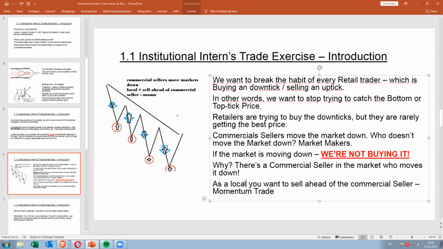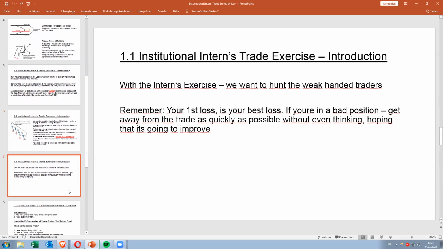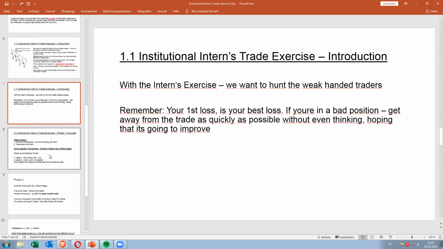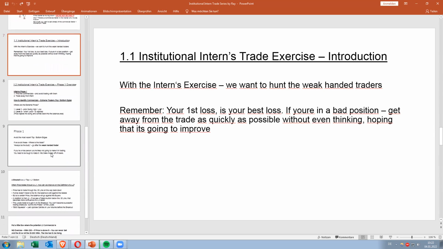So we want to trade momentum. And this is something maybe just to remind you, with the exercise, we want to hunt the weak-handed traders. Remember, your first loss is your best loss. If you're in a bad position, get away from the trade as quickly as possible without even thinking or hoping that it's going to improve. I bet you were 100 times already in this situation. You had a bad position, even myself, and just thought, okay, maybe it will rotate, and it never rotated, and it took you out.